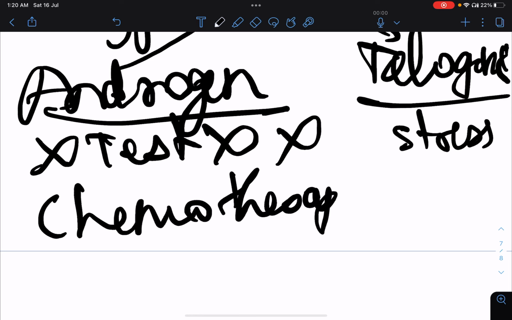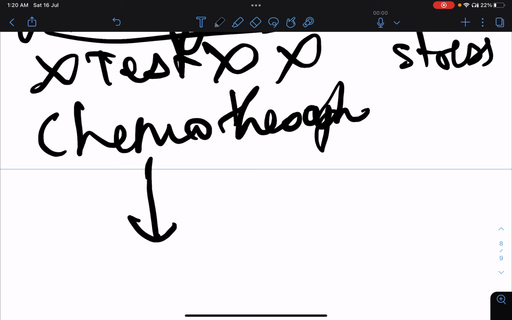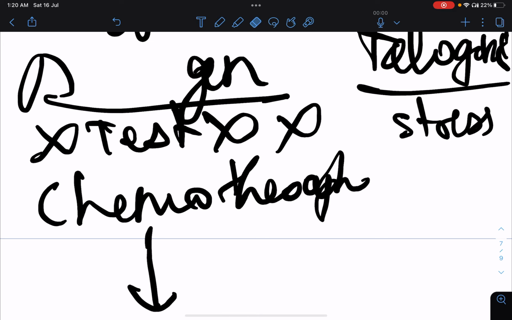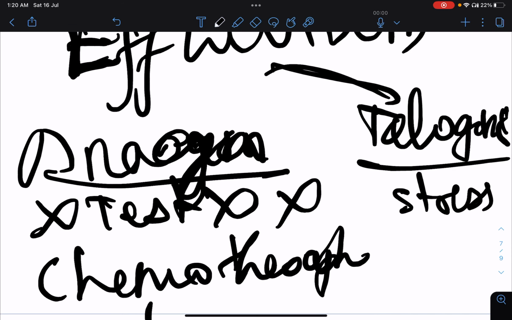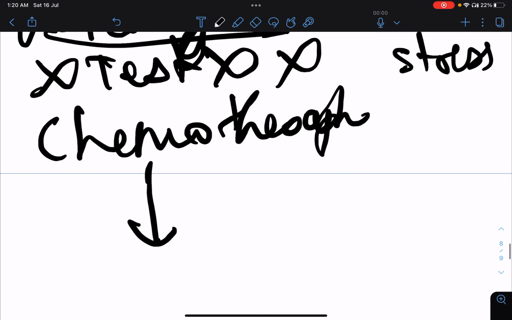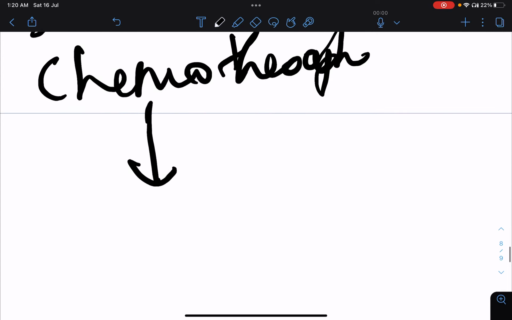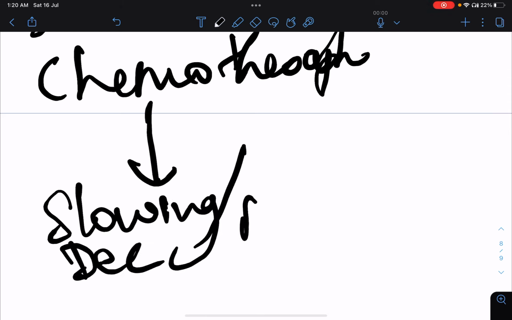Now, because of chemotherapy, what happens is that the anagen phase... sorry, not the androgenic, my bad, the anagen phase, and I have completely messed this up. Actually, this is anagen effluvium and chemotherapy. So obviously you could make a mistake as well, or you might not, I hope. Chemotherapy is the result of slowing or decreasing the anagen phase.